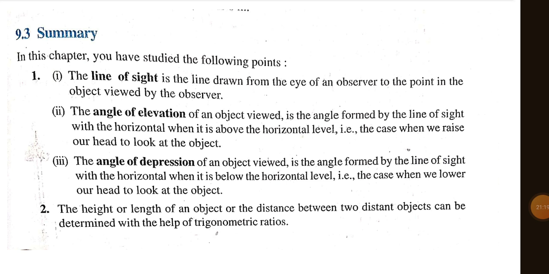Example, the case when we raise our head to look at the object. 3. The angle of depression of an object viewed is the angle formed by the line of sight with the horizontal when it is below the horizontal level. Example, the case when we lower our head to look at the object. 2. The height or length of an object or the distance between two distinct objects can be determined with the help of trigonometric ratios.